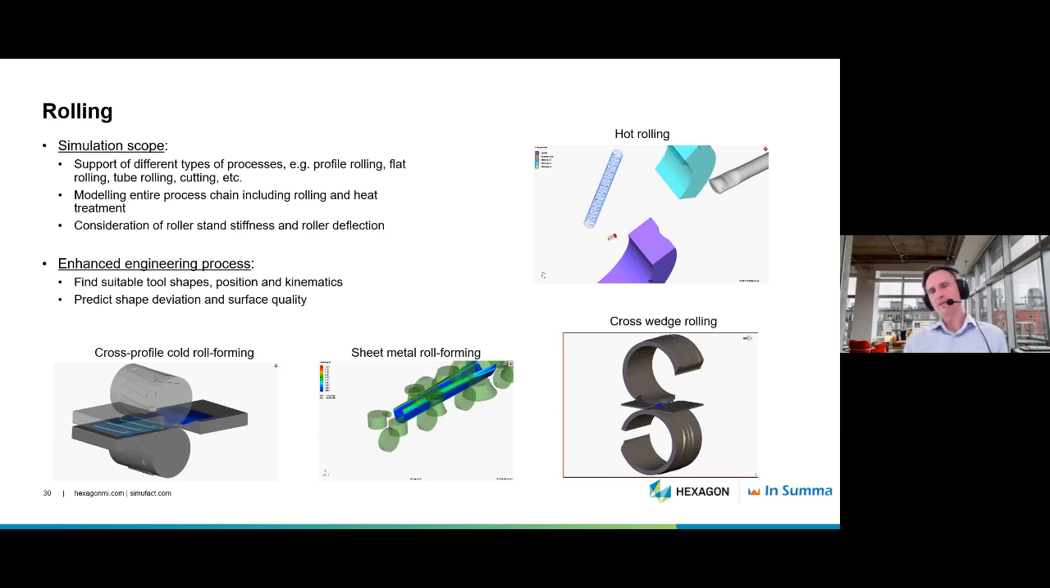So that's something you can also define in the process to make the simulation a lot more sophisticated: this roller stand stiffness and even the deflection of the rollers, to estimate how the gap between the rollers is changing due to the forming of the blank and due to the reaction from the blank material.